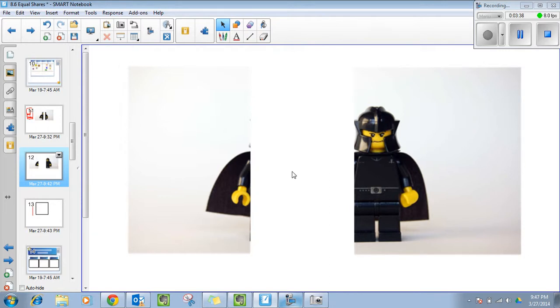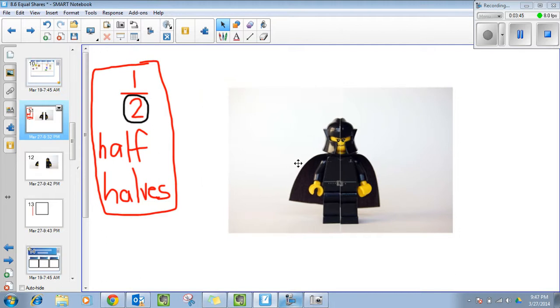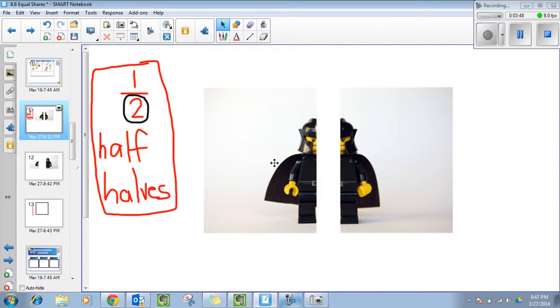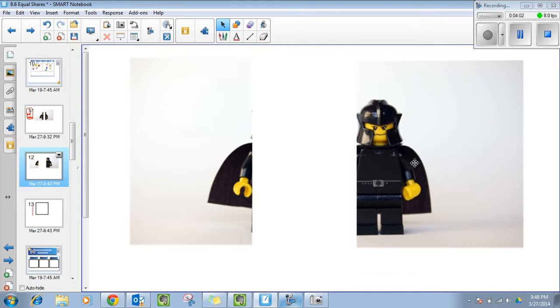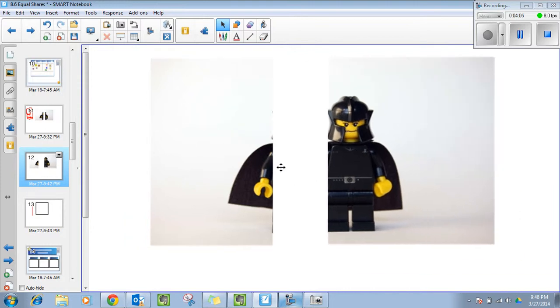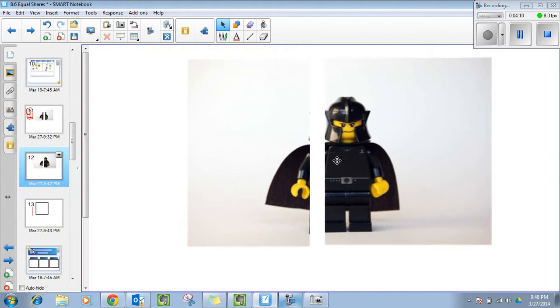The problem with this example is that the pieces are not the exact same. Remember, in order for it to be halves, those 2 pieces must be the same. As I rip the first Lego guy apart, both pieces are the exact same. In this example, this side is a lot bigger than this little piece over here. I just have his arm and part of his cape, whereas over here I have both legs, his head, his other arm, and the rest of his cape. So even though I have 2 pieces, this is not an example of halves, simply because they are not both the exact same size.